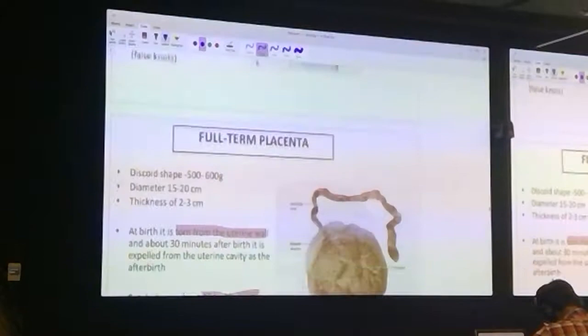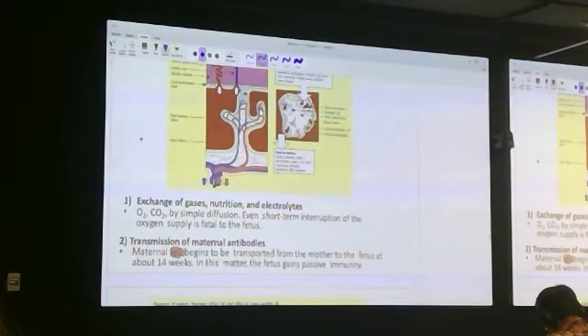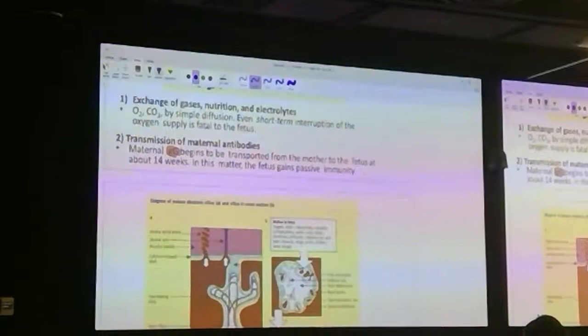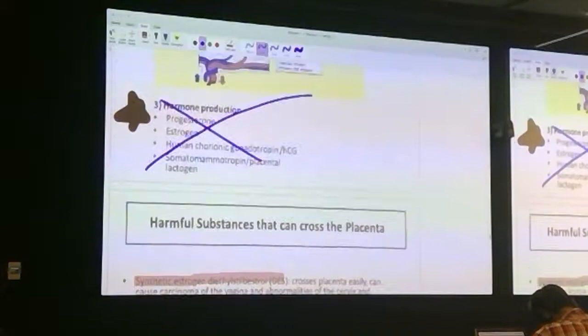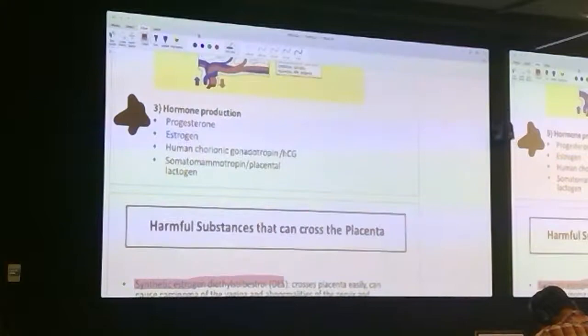That's important. Just know that IgG is the only antibody that crosses the placenta. And any hormones that cross the placenta are lipid soluble.